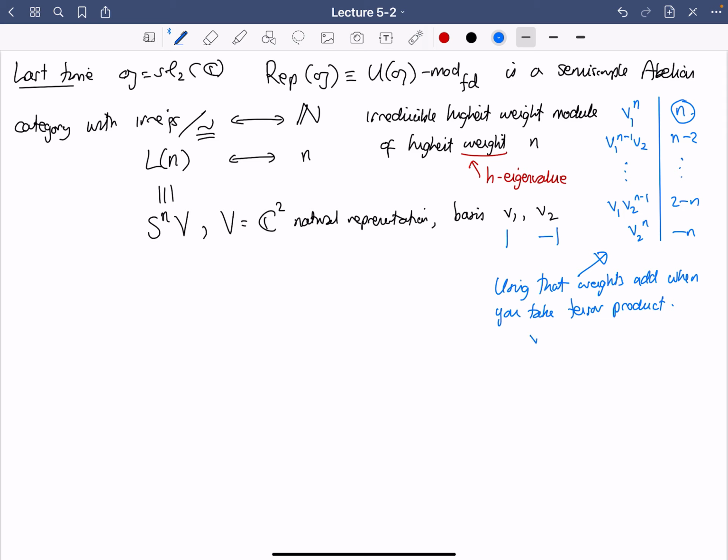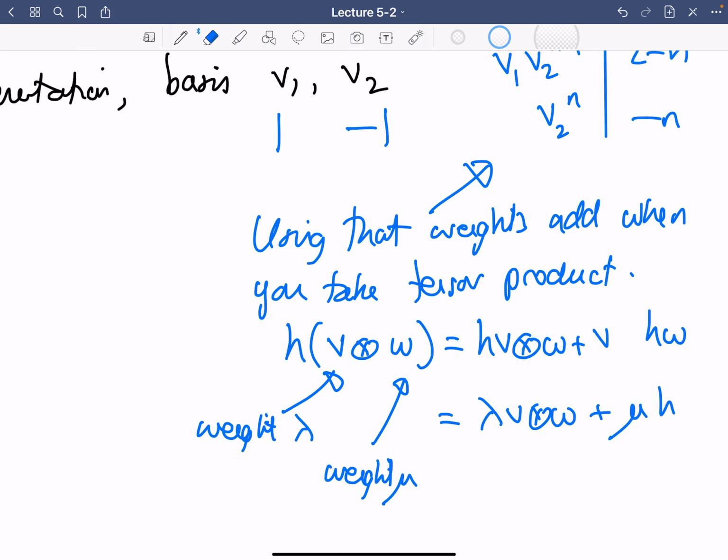I mean, if you have two vectors, and you have a pure tensor V tensor W, and you act with H, it acts on V tensor W, or you act on W. So if V has weight lambda, and if W has weight mu, then this H on V gives you a lambda, and this H on W gives you a mu. And that should be a tensor product in there. Let's fix that.